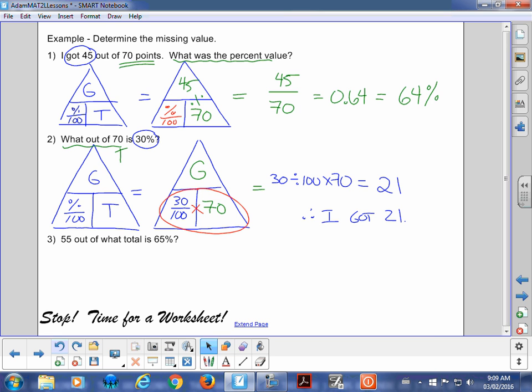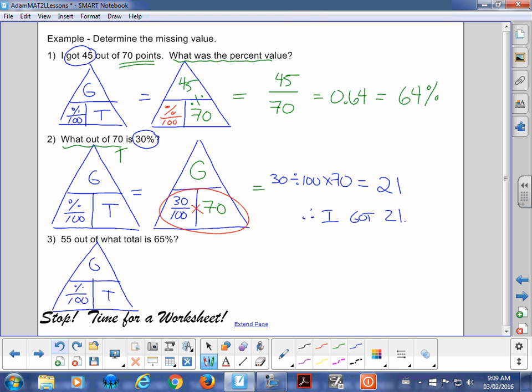Final example. It's a percentage question again. So I'll set up my triangle. I got my total, my percent out of 100. Now I fill in my information, so I redraw the triangle. Like I said, as you get quicker, you probably don't need the triangle as often, or you can skip a step here.